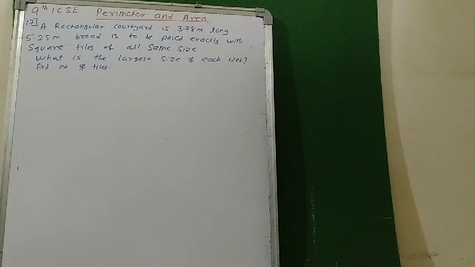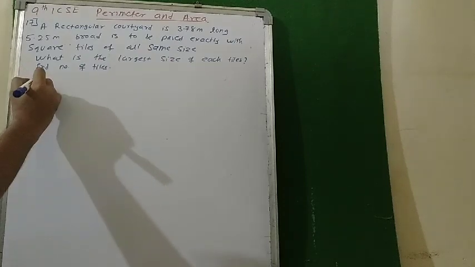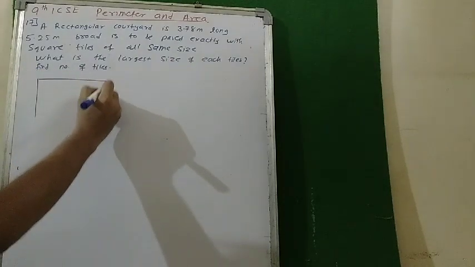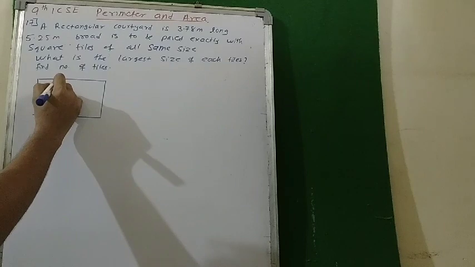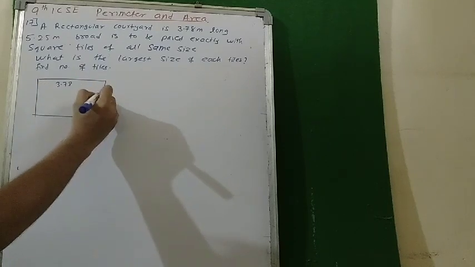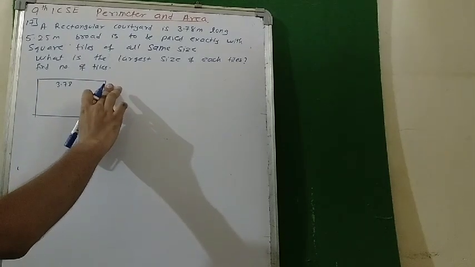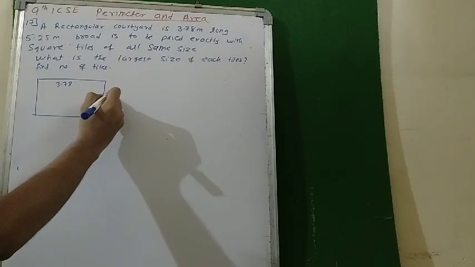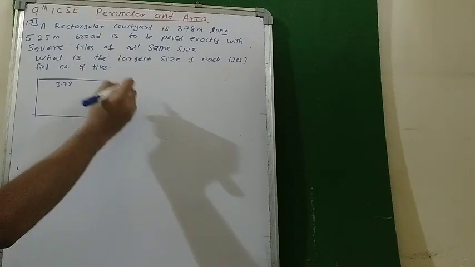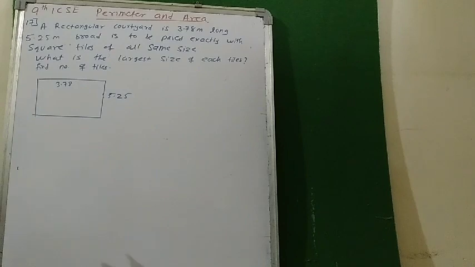A rectangular courtyard is 3.78 meter long, 5.25 meter broad. It is to be paved exactly with the square tiles of the same size. What is the largest size of each tile and number of tiles required? Okay, so suppose we have a rectangular courtyard over here of 3.78 meter wide and 5.25 meter broad. Obviously, it is in the shape of rectangle.